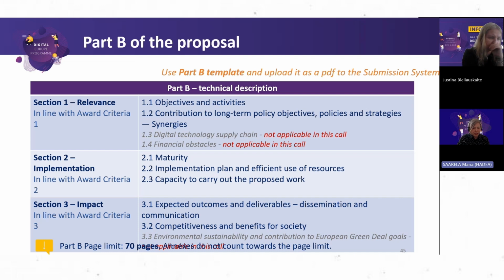The first 3 sections of Part B, relevance, implementation, and impact, are exactly in line with the award criteria of this call. And our call for proposals document also details very nicely all the information that is expected to be filled in these 3 sections of Part B. So while you write these sections, please keep the call document at hand and also carefully read the guidance that is included in the template so that you don't miss any points. Next slide, please.